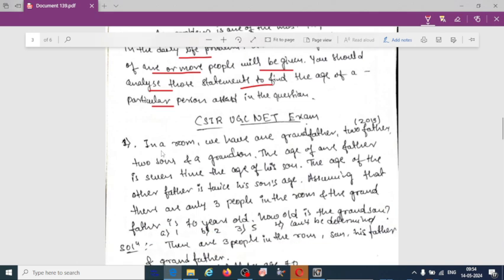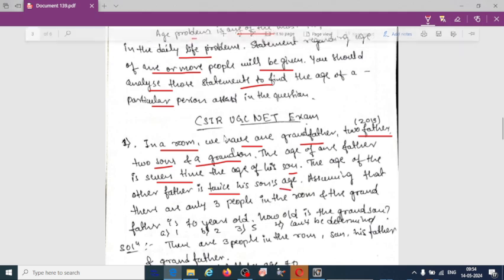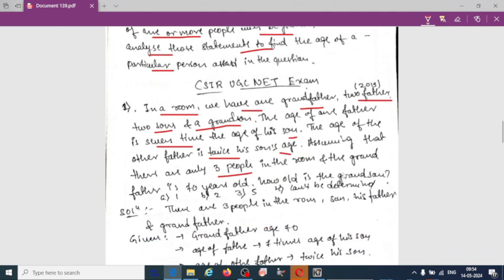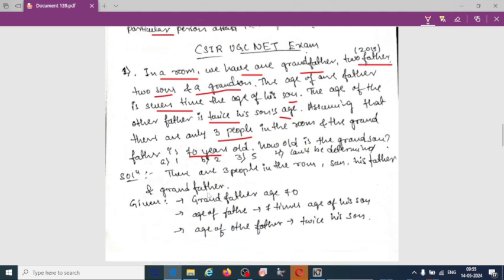The first question: in a room, we have one grandfather, two fathers, two sons, and a grandson. The age of one father is 7 times the age of his son. The age of the other father is twice his son's age. Assuming that there are only 3 people in the room, the grandfather is 70 years old. How old is the grandson? First clearly read the question, try to figure out the given data and then try to solve.